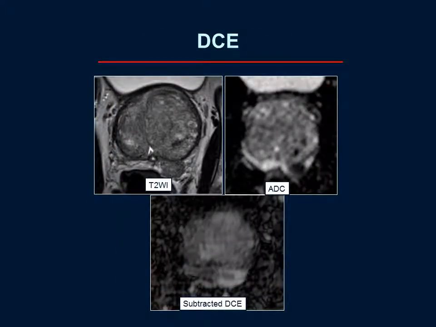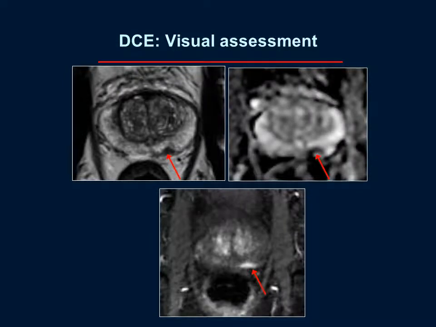So for some examples, starting with a more obvious case, a large tumor on the left on T2, decreased ADC, and just on visual assessment, we see the focal early enhancement within the lesion. Here, a smaller lesion, focal decreased T2 signal, decreased ADC, and here we see the lesion's focal early enhancement relative to the remainder of the peripheral zone.